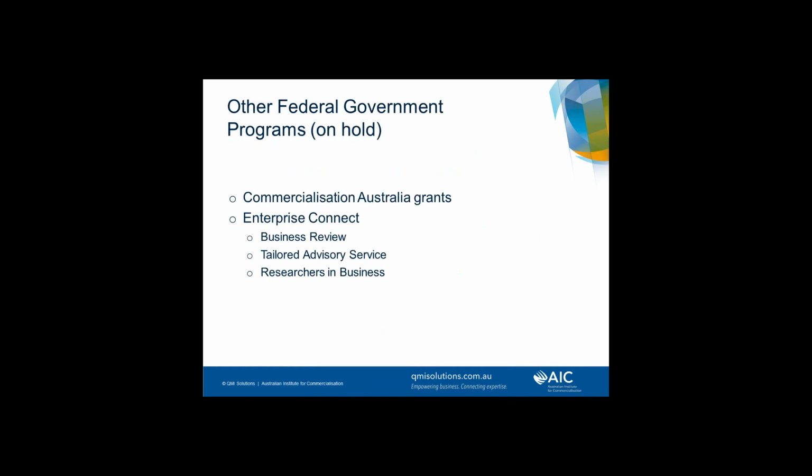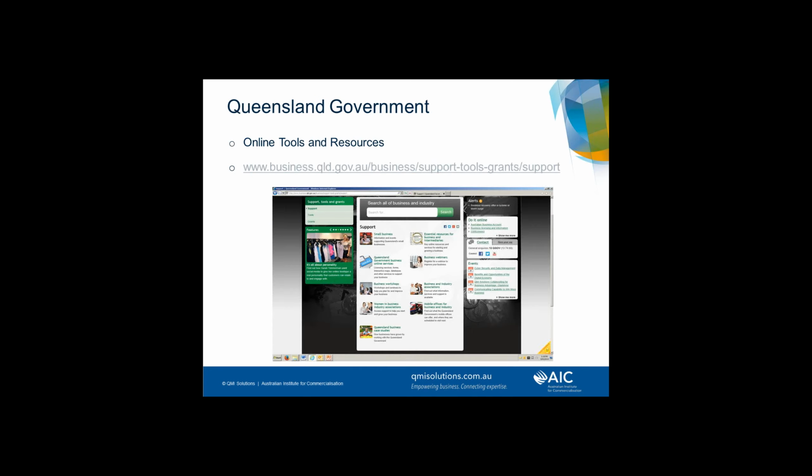Websites are provided there for you. Now, some of you will have heard of Commercialisation Australia grants and be aware of Enterprise Connect's own services. These sorts of things are currently on hold pending the government deciding what it wants to do with that audit report. And last but not least, the Queensland Government itself has very good online tools and resources. I've just put a screenshot up there, and that's a web link for you to have a look at.